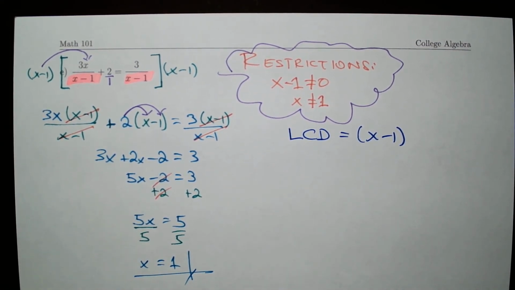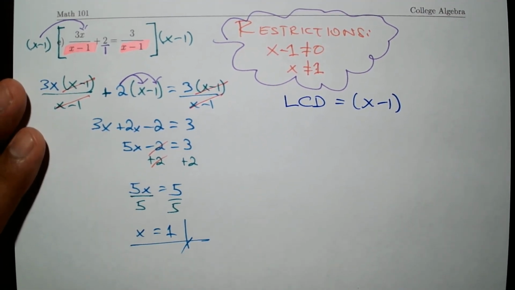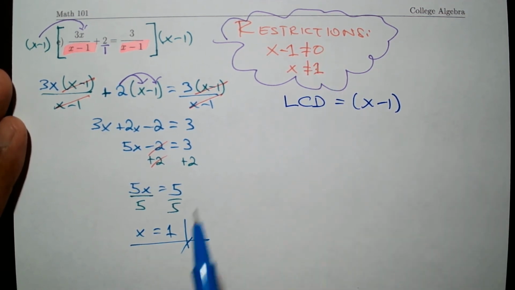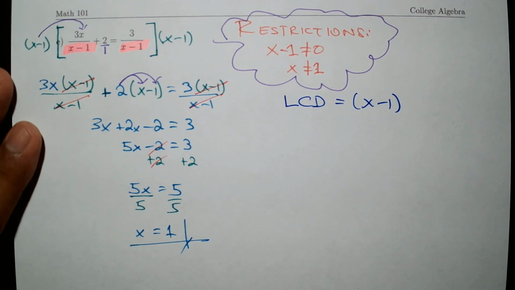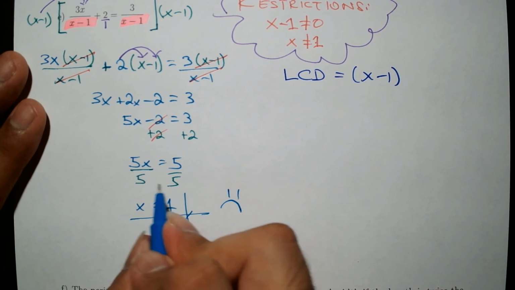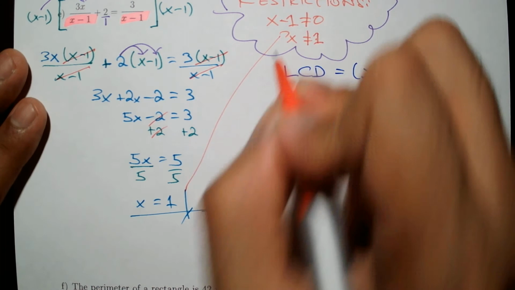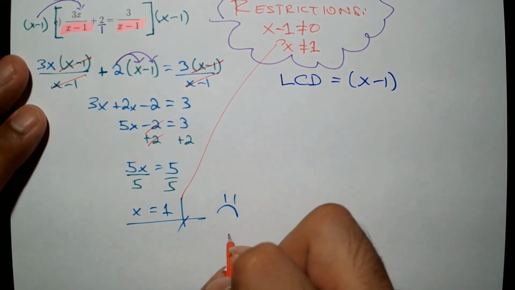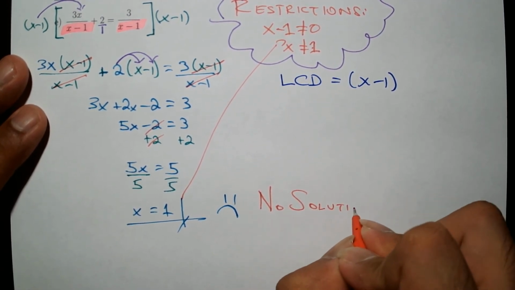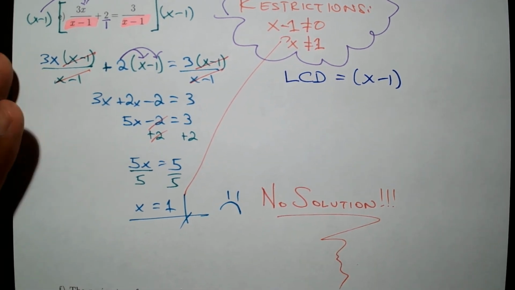Okay, so this is the potential solution. But again, like we did in the previous example, we compare whether x equals 1 is one of the restrictions, and it turns out in this case this is the restricted value. So in this case, no solution, even though algebraically it made sense. However, since it turns out to be the restricted value, no solution. Alright, no solution for this one.